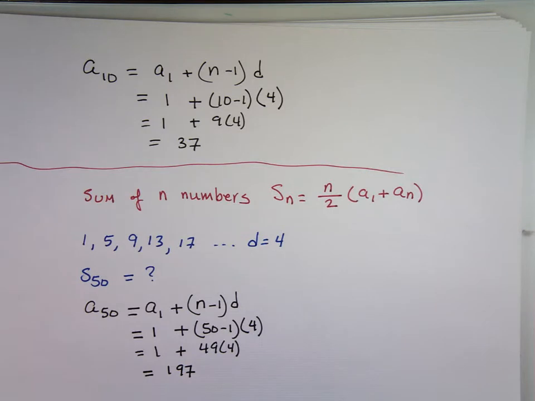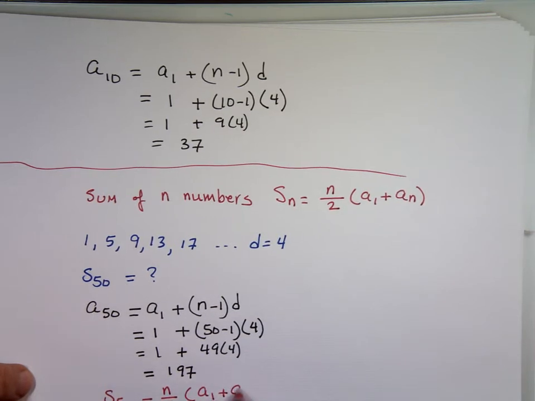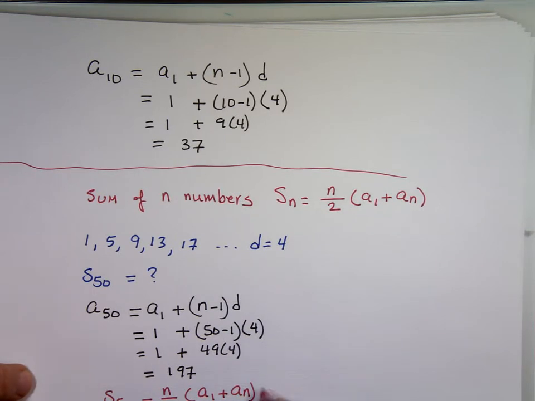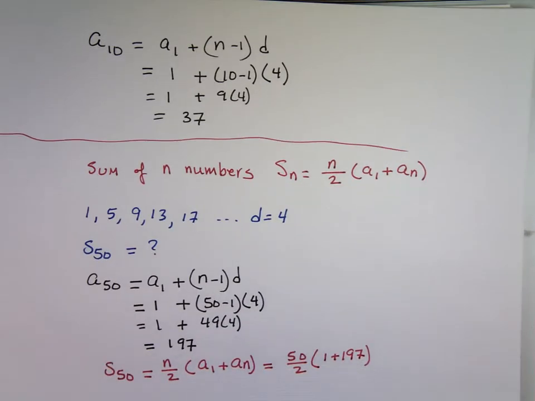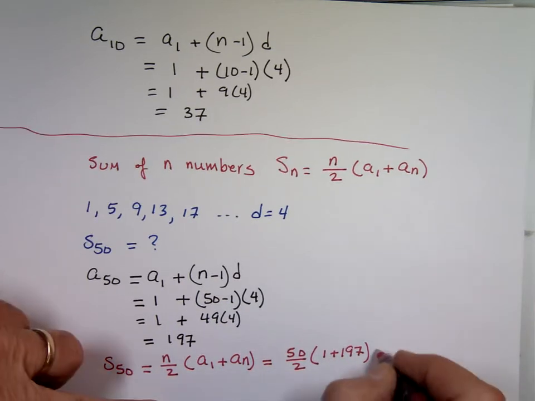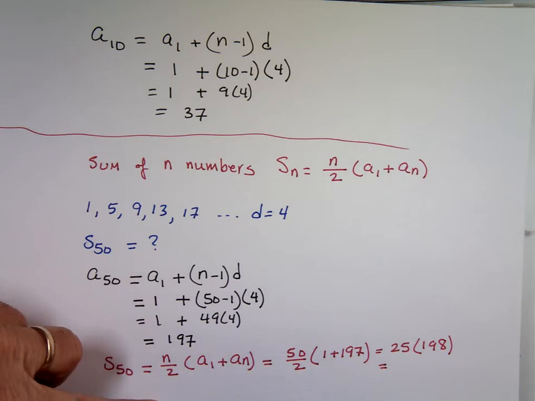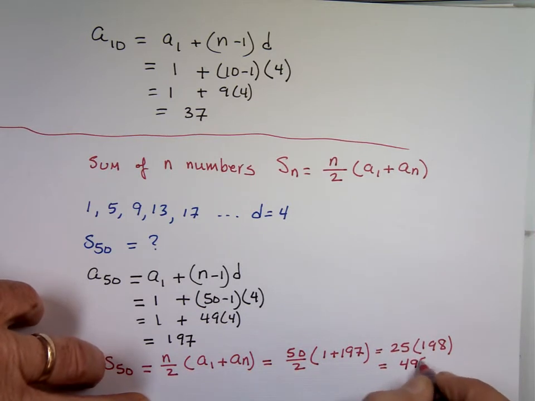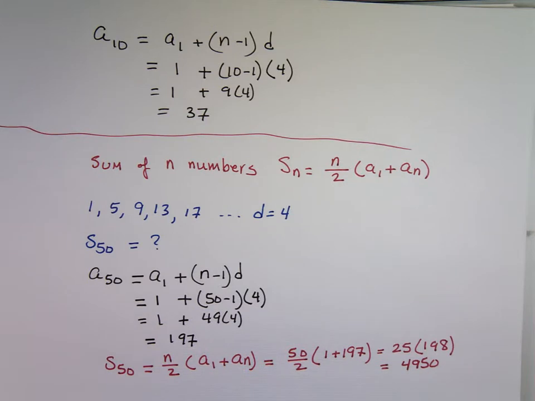So now let's find the sum of the first 50 numbers. If you were to write them all and add them, the sum will be n over 2 times a1 plus an, which is 50 over 2 times 1 plus 197. Fifty over two is 25. 1 plus 197 is 198. So what is that number? 4950. So if you write the first 50 numbers of that sequence out and add them, your sum is going to be 4950.